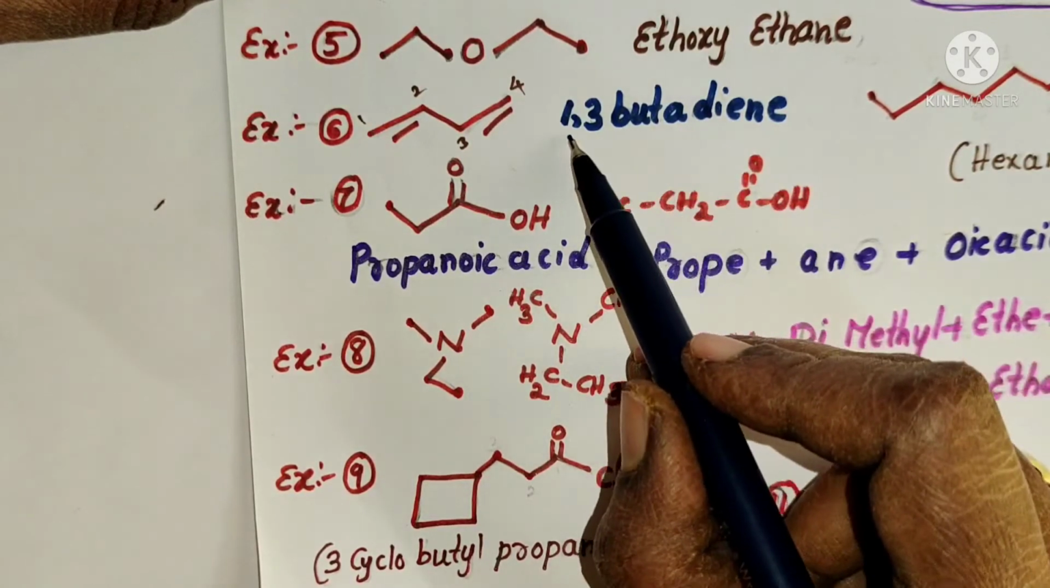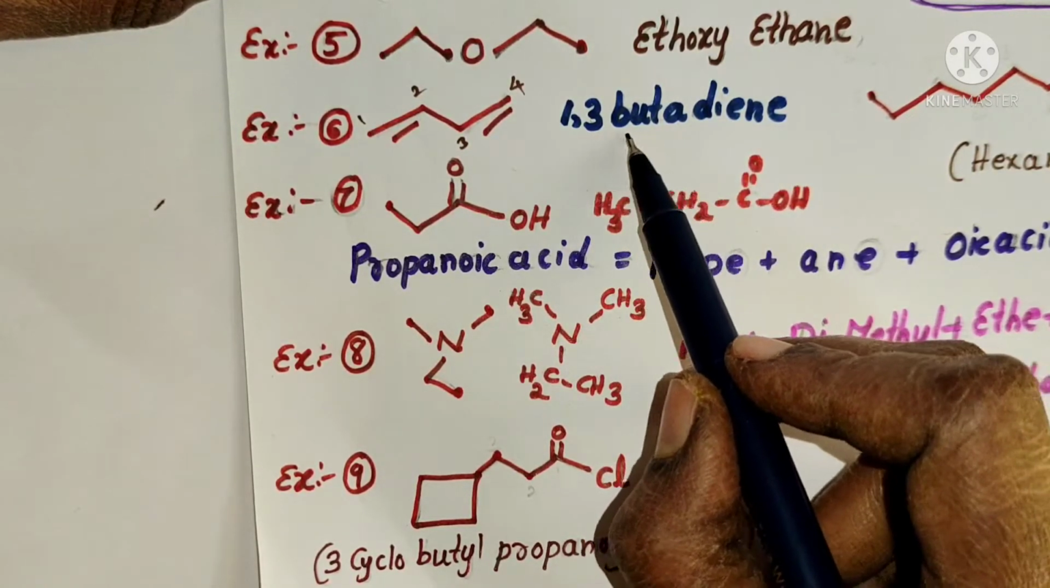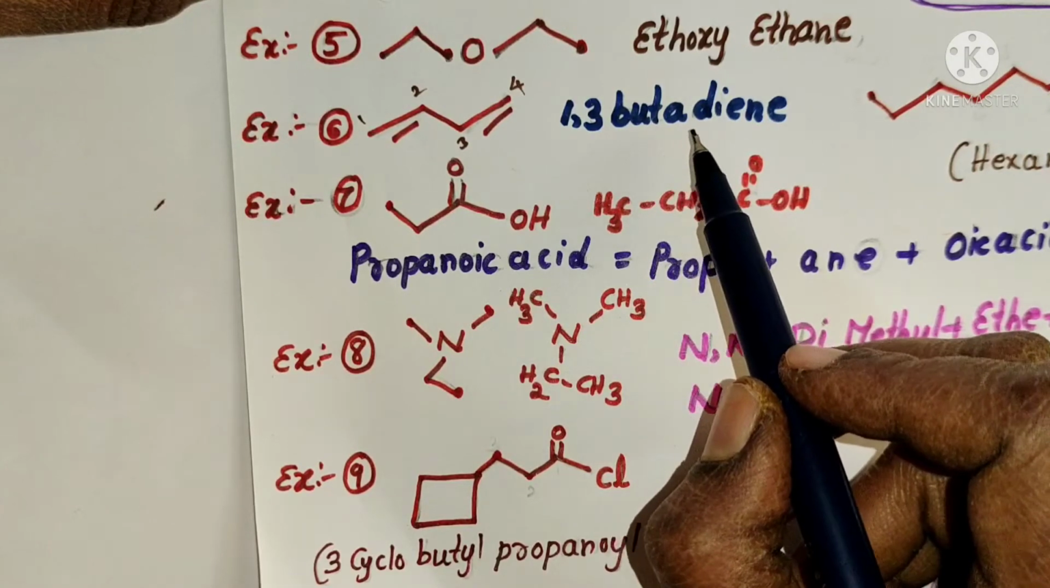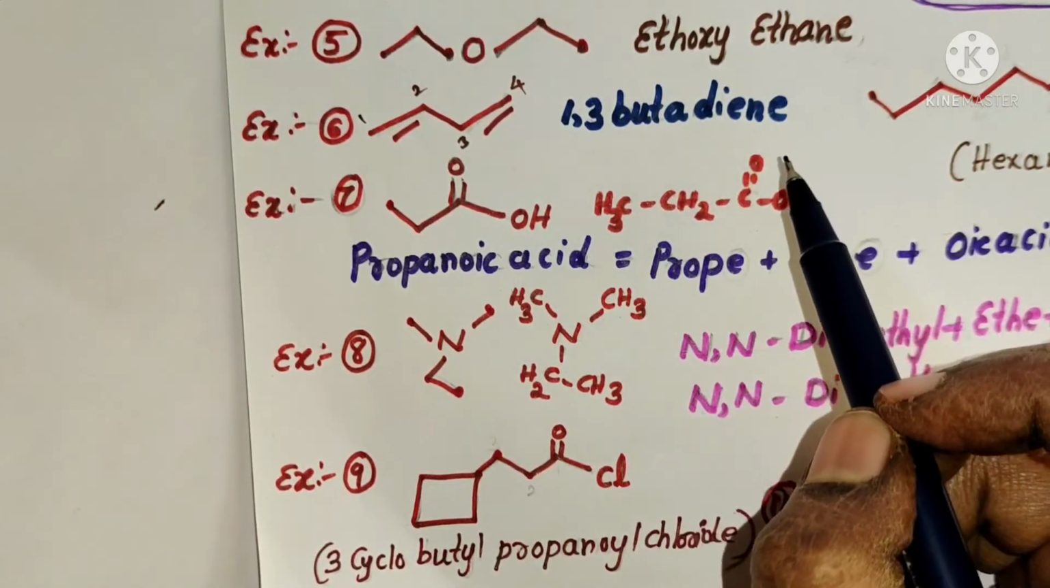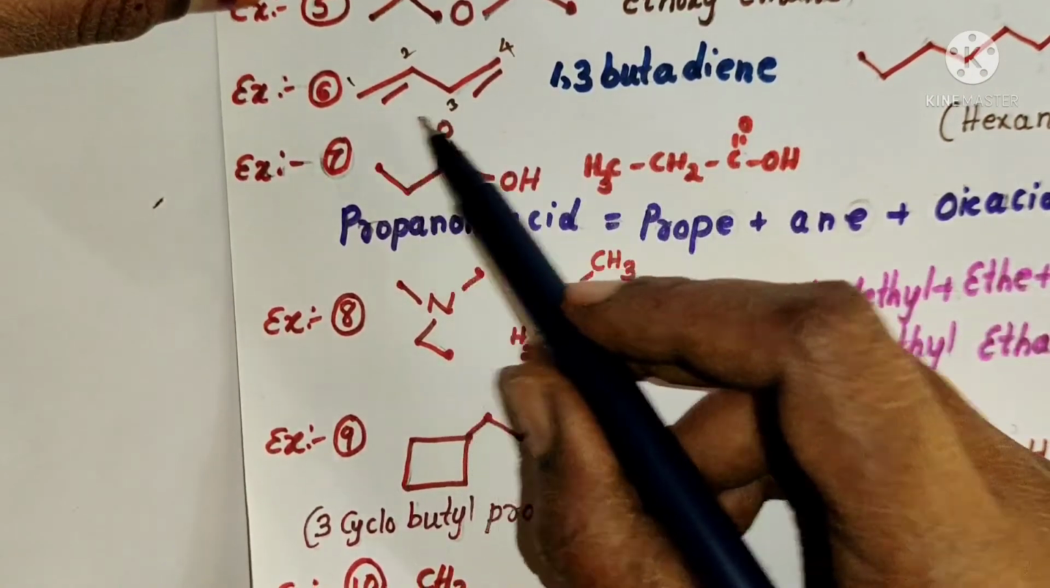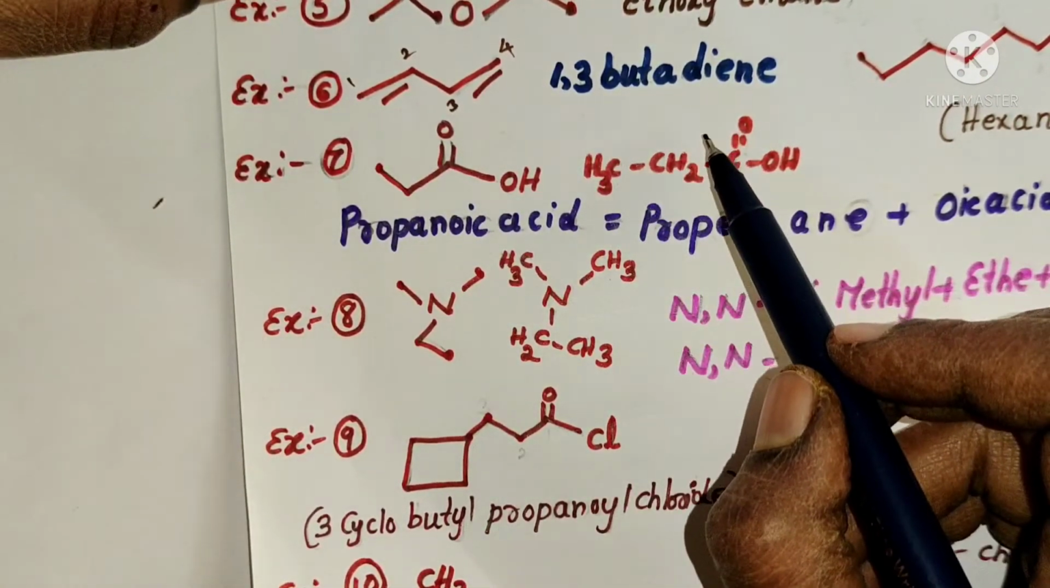So the prefix is 1,3, the word root is buta, and diene is the suffix. So simply it is called 1,3-butadiene.